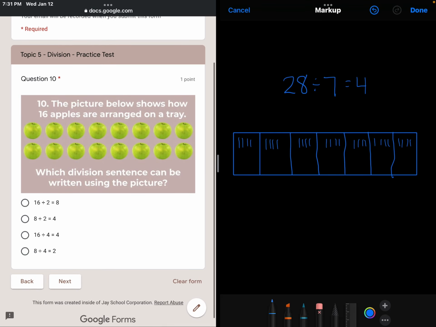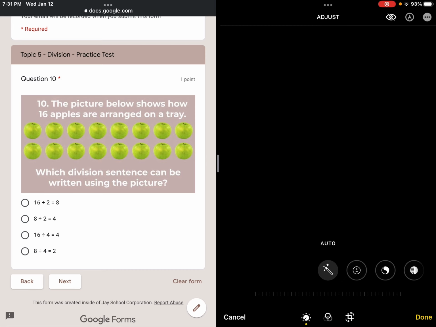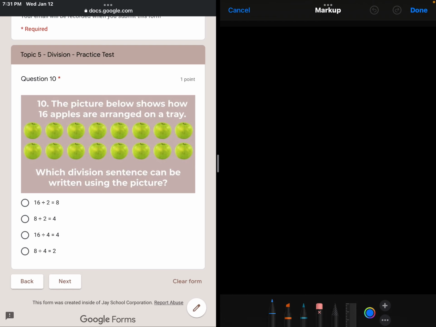All right, number 10. The picture below shows how 16 marbles are arranged on a tray. Apples. So I have 1, 2, 3, 4, 5, 6, 7, 8 apples, and then 9, 10, 11, 12, 13, 14, 15, 16 apples. If I could draw on there, I would. But know that there's a total of 16 apples, okay? And it wants to know which division sentence can be written using the picture, okay?